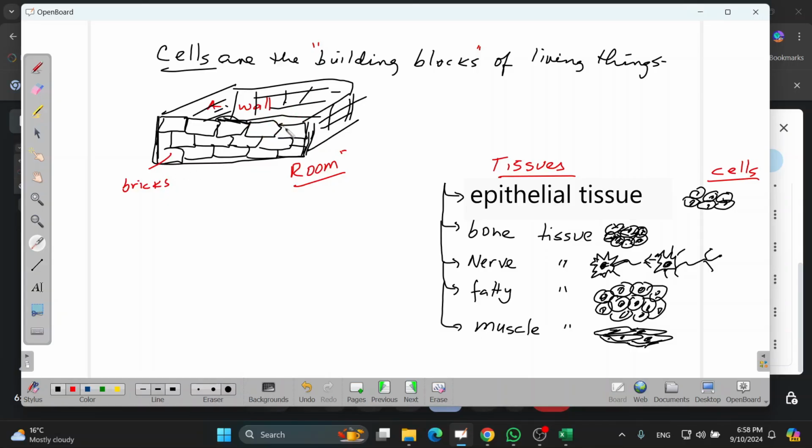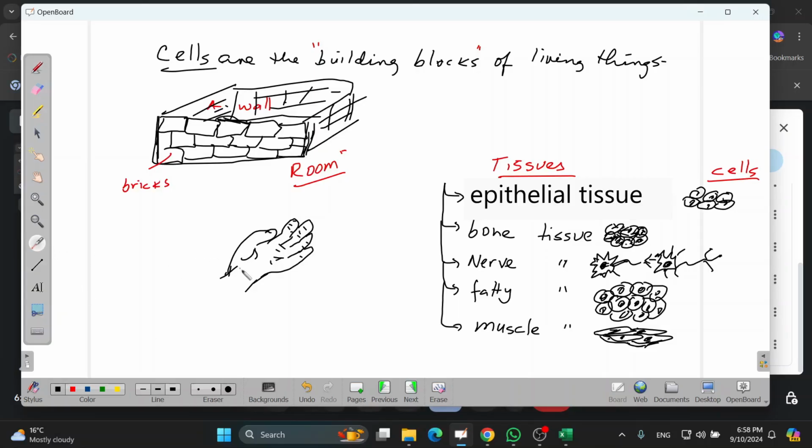If we make a comparison to that in the human body, well, the bricks are the cells and the walls are the tissues. And tissues that group together make a what? Make an organ. An organ. Like for example, look at your hand, right? That's an organ, ain't it? That's an organ in your body.